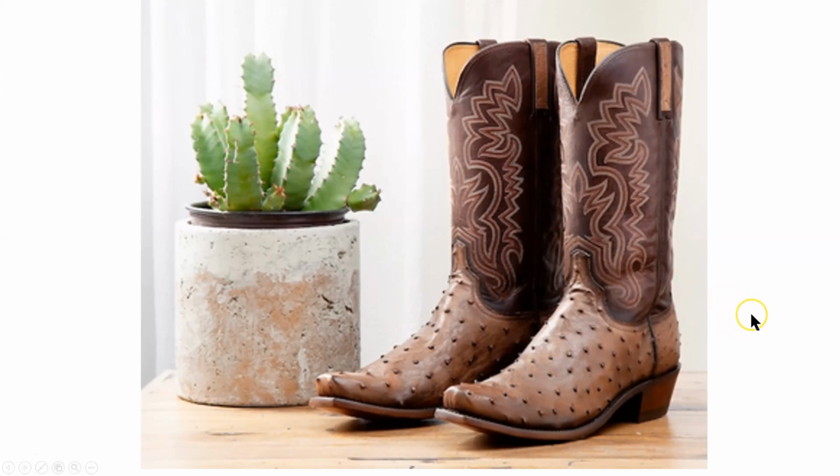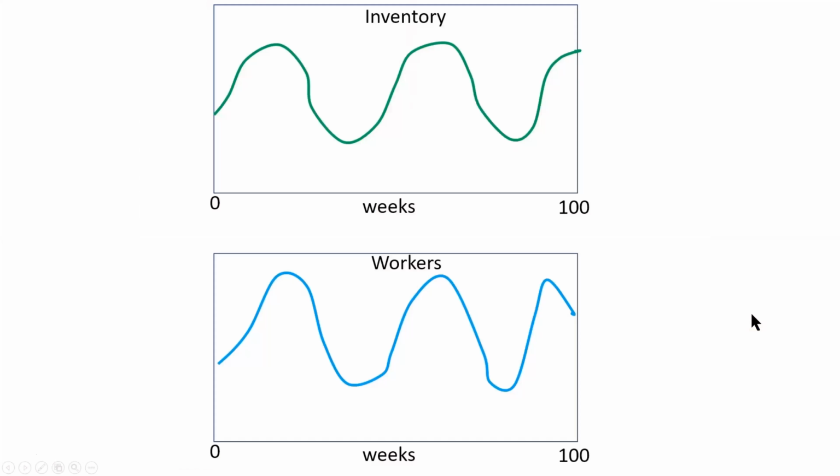They do great work, but of course they have a problem, or you wouldn't be working with them. The problem is that they have oscillations. Inventory goes up and down, and so do workers. These oscillations are very hard on managers. The oscillation of workers is also very hard on the workers, obviously.